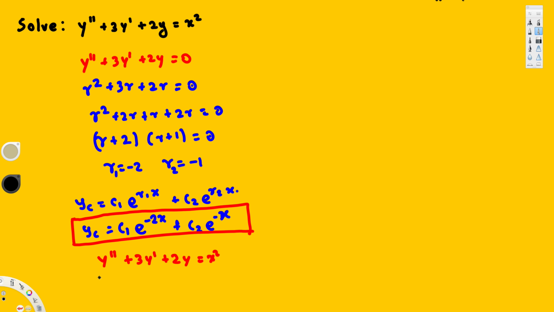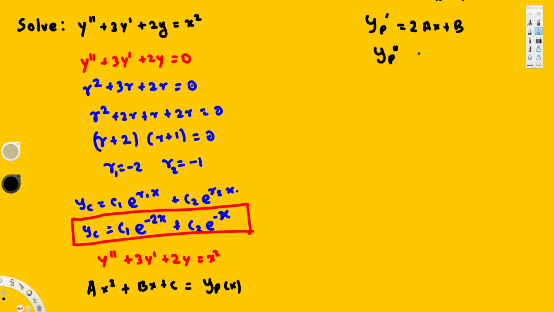This is a tricky part in this question, we have to think a little bit about it, right? Here I'm going to take a second degree polynomial and hope it will work. This is going to be ax square plus bx plus c, and I equate this to yp of x. Let's take the first derivative, yp prime, and that is going to give us 2ax plus b, right? And if you take the second derivative, that's going to give you just 2a, right?